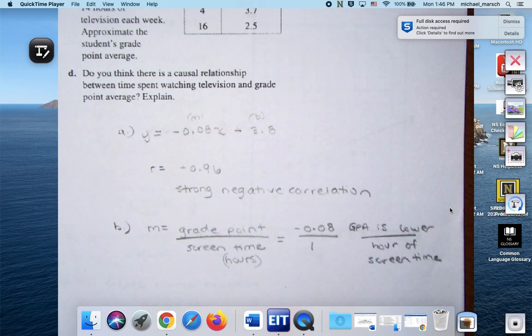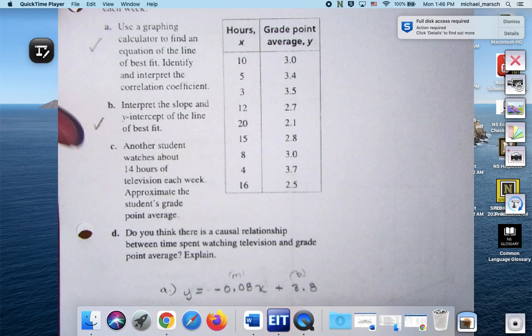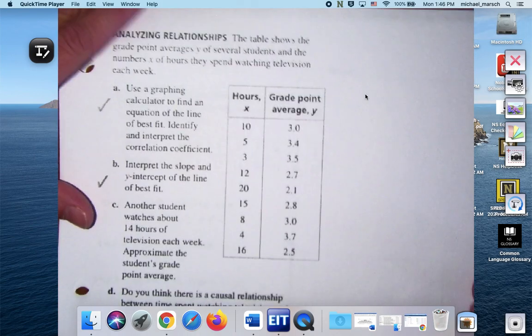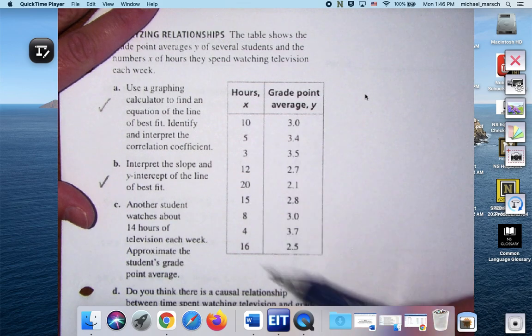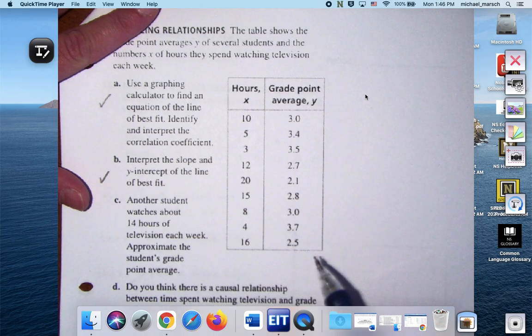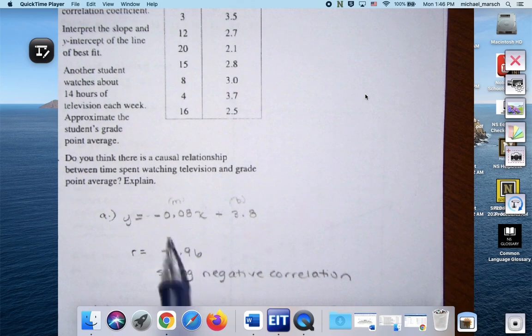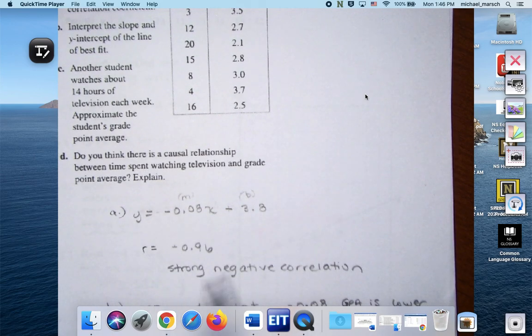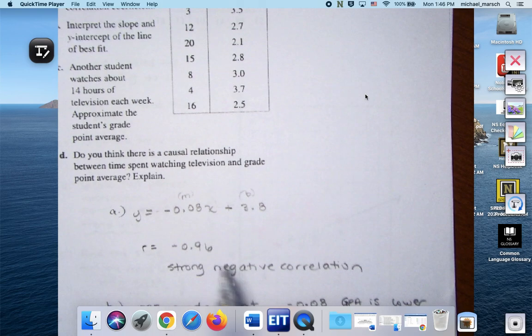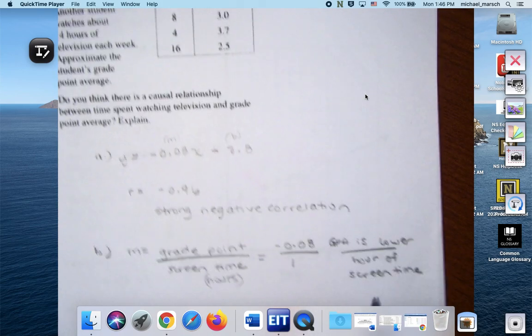Yeah, okay. All right. So now let's talk about the next example. Here we are. We're talking about hours of screen time, which is what we changed this to, because TV is not your only method of watching something on a screen anymore, right? And then your grade point average. So we did A and B, where we found the equation. We found our strong negative correlation for our correlation coefficient. We decided that this stood for 0.08 lower of a GPA for every hour of screen time.